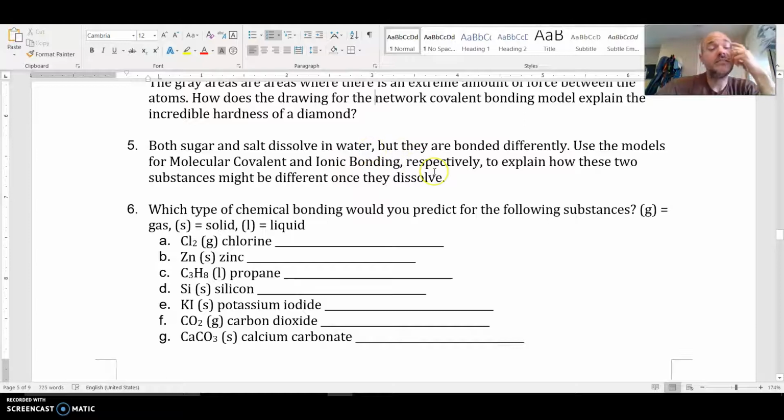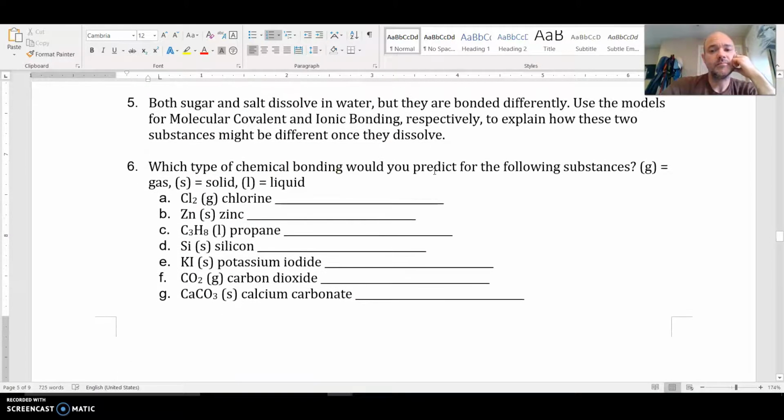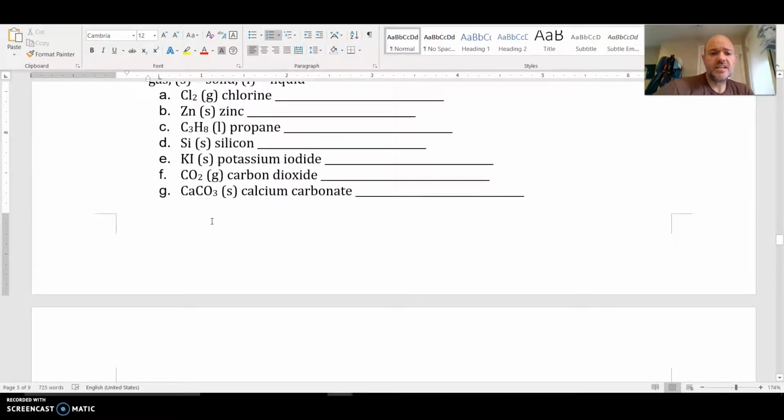So number 5, take a guess on this and maybe go back and look at the solubility section of the reading. Use this, take a guess at predicting. Think about, is it a gas, a solid, or a liquid? Think about what types of substances are in it. So use that. Take a guess on those.